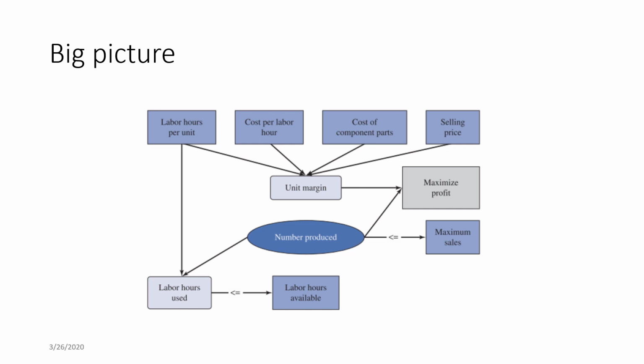The labor hours per unit, together with the number produced, give us our labor hours used, and the constraint there is the labor hours available. We can't use more hours than what we have available. Again, I realize in real life people could work overtime, but that's not what we're considering. The number produced needs to be less than or equal to maximum sales, and once again, in this example, we aren't considering any inventory.